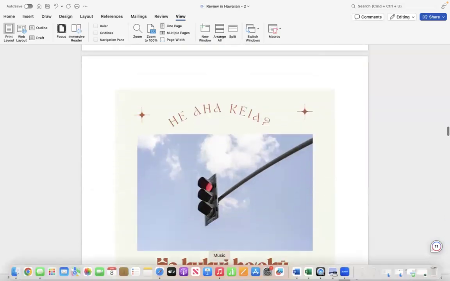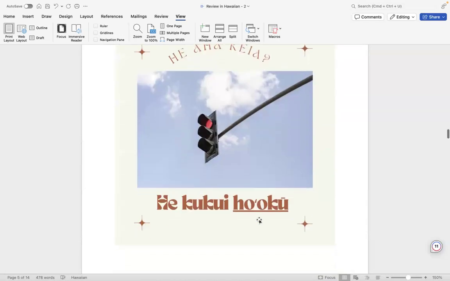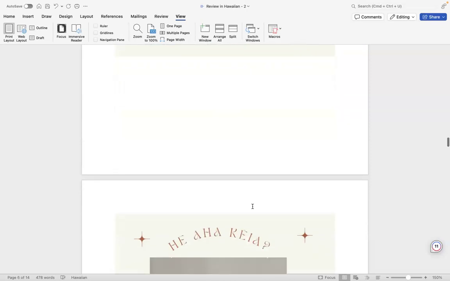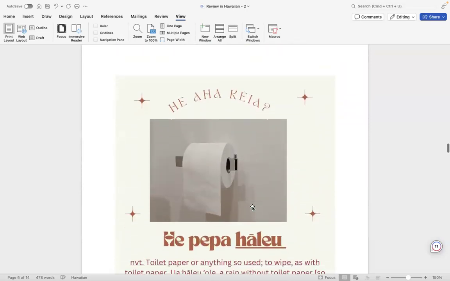He aha kēia. He kukui ho'oku. So can you guess which in this here means light? Very good, kukui, because remember the description comes after. He kukui ho'oku.